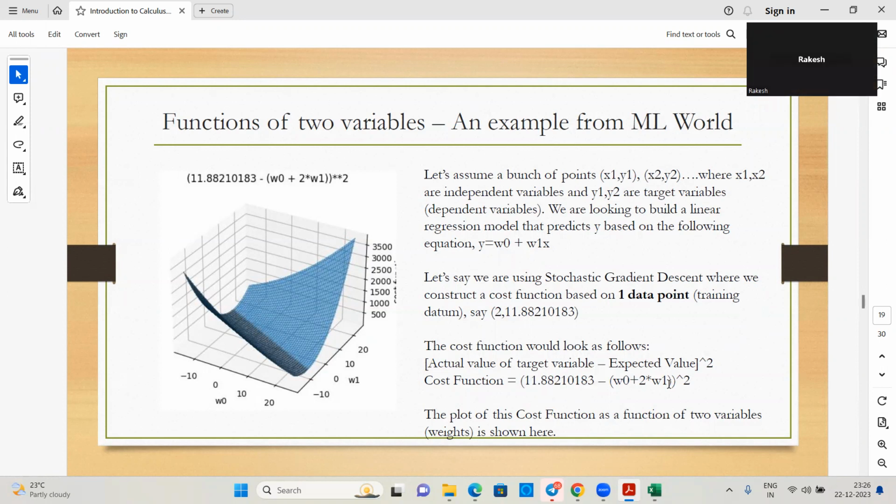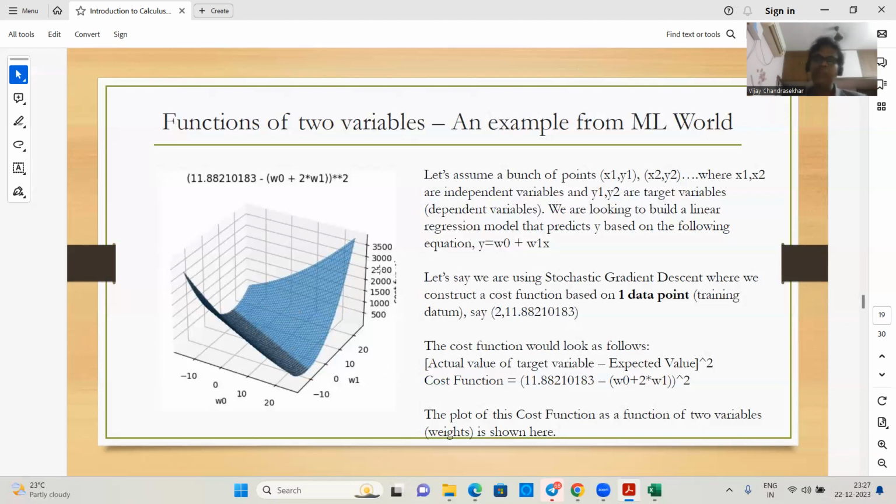Now we're going to plot this. So here is that plot. The one to the left is the plot. Here is an example of how a function of two variables will look. Of course, in this case, it's very interesting.